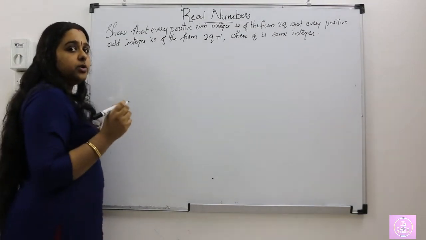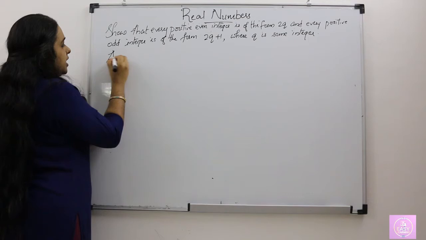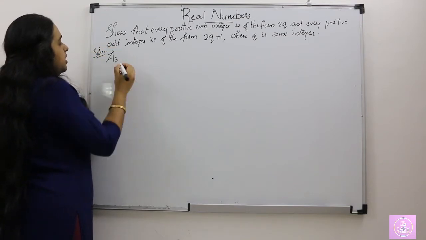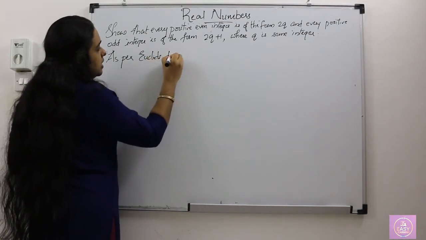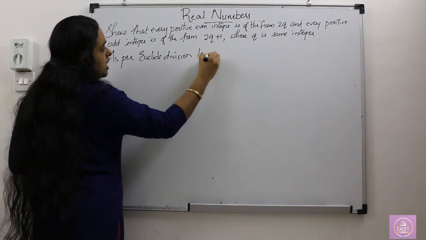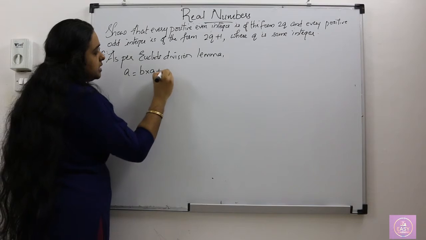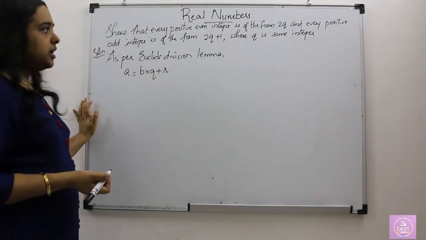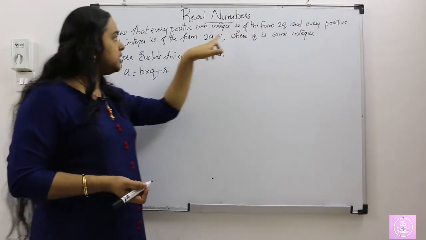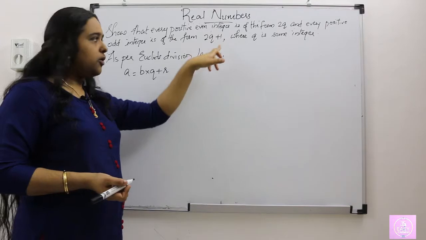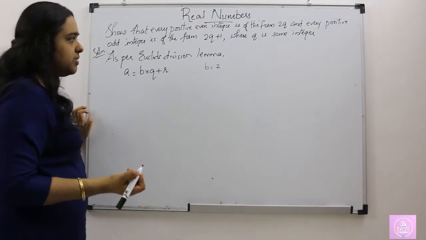As per Euclid's algorithm, what do we know? What is our general form? A equals B into Q plus R. I am going to write the solution as per Euclid's division lemma: A equals B into Q plus R. From this question, we know that B will be 2. If it is in the form A equals BQ plus R, then B equals 2.